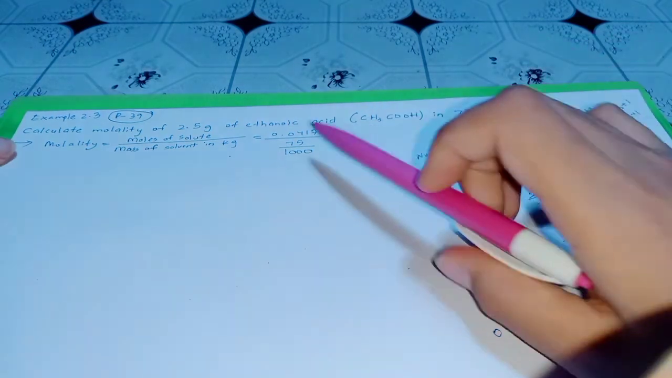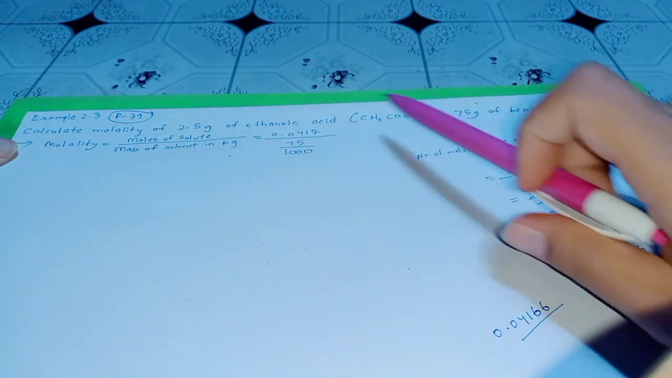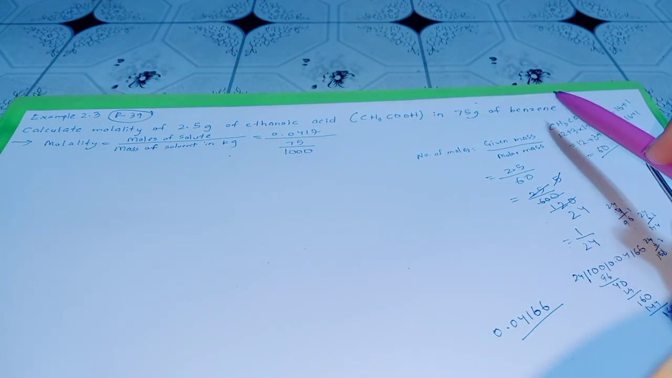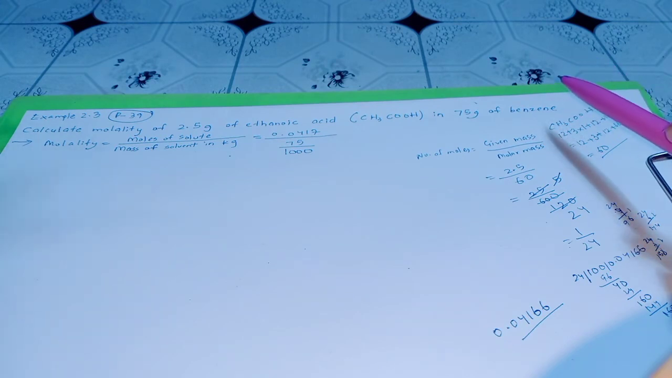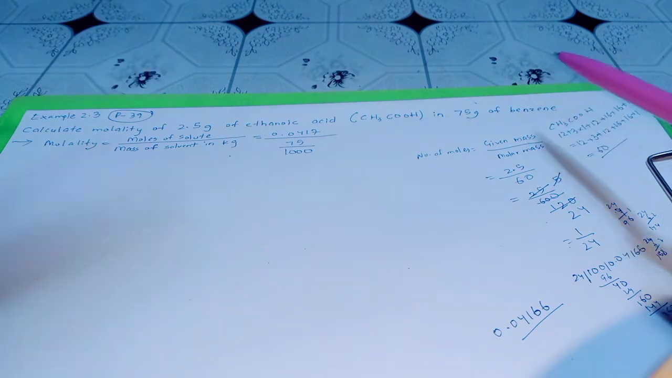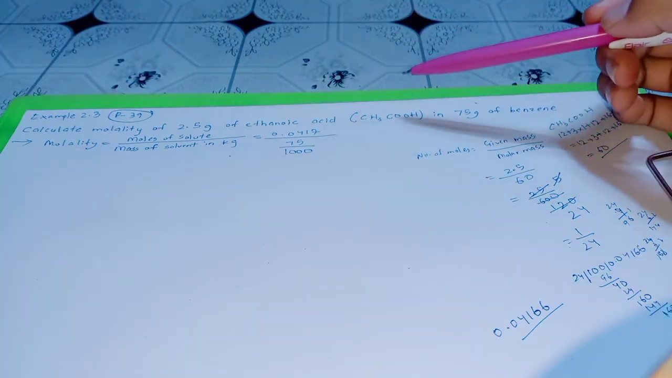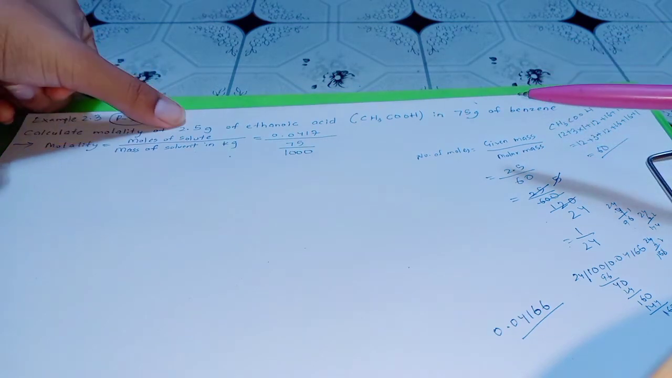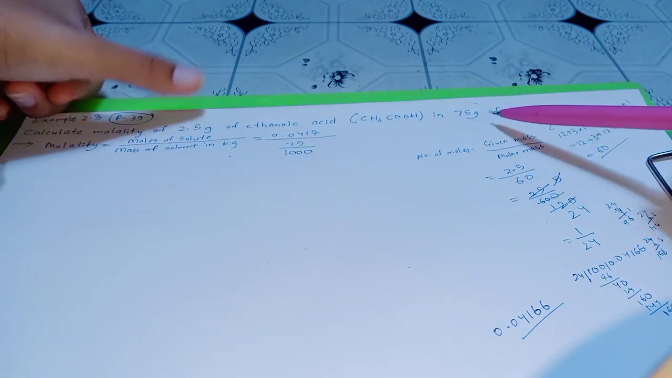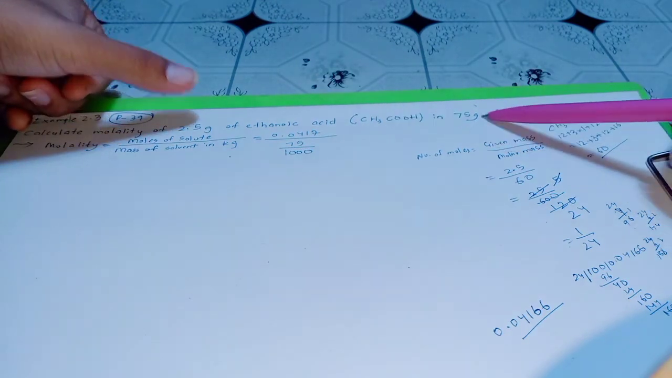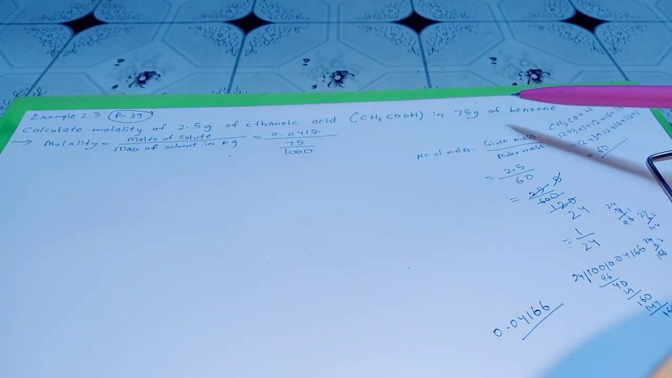Or from the question, if we look at it grammatically, it is in benzene, right? So sugar in water, salt in water, right? In the same way, ethanoic acid in benzene. So the solvent is the benzene. But most importantly, we can just know it by comparing their gram. 2.5 gram is much smaller, so this has to be the solute, and 75 gram is much bigger, so it has to be the solvent.